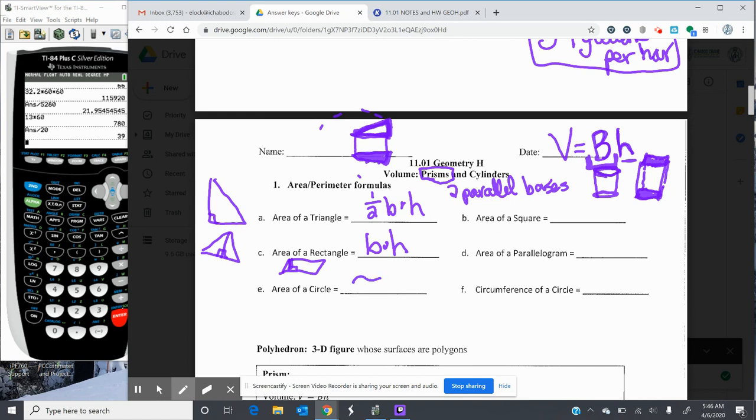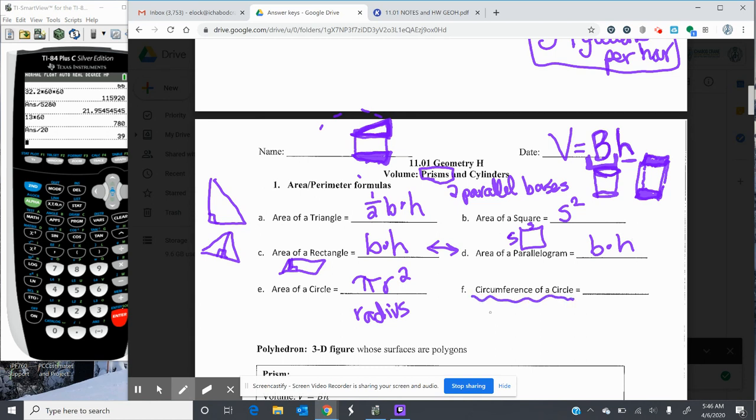Area of a circle is pi r squared. Pi times the radius squared. Area of a square is a side squared, because the side is equal, the length and the width would be equal, so you can square them. Area of a parallelogram, remember, is like a rectangle, because a rectangle is a parallelogram, so it's going to be base times height. Circumference of a circle.